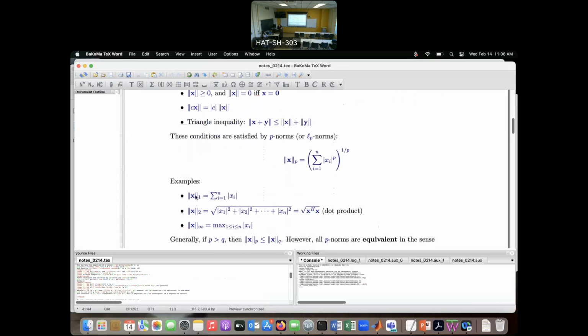Okay, so we have the 1 norm. That's just the sum of the absolute values of all the elements. The 2 norm, that's the one we all know, the Euclidean length. But it's worth noting that the 2 norm of a vector can also be written this way, as the square root of the dot product of the vector with itself. But I want to point that out here, because I don't think that this has come up before in this class.